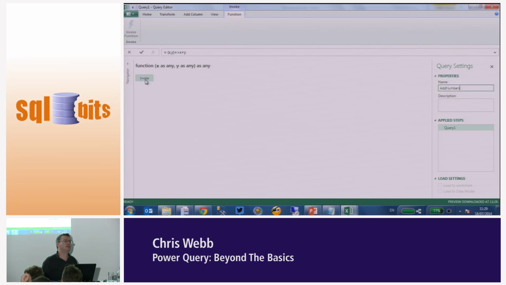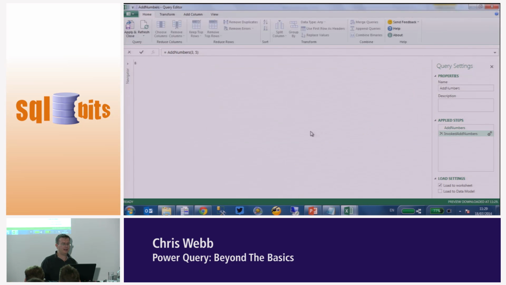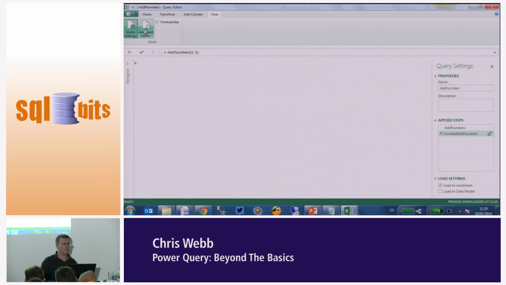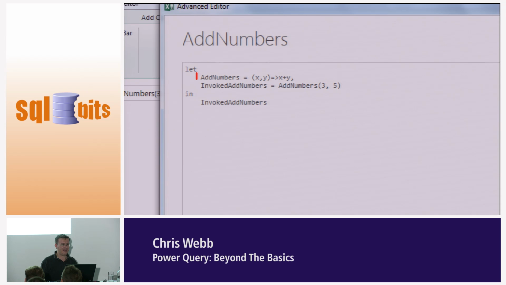If I click Invoke, I can use this function inside the current query. I get a dialog that says enter the parameters. Maybe let's enter 3 and 5, click OK, and I get the value 8 back. If we look at the code here, what's happened is that I've defined a step called add numbers. That step returns a function, and then in this step I'm invoking that function by returning the value of add numbers and passing in 3 and 5. So I get 8 back.